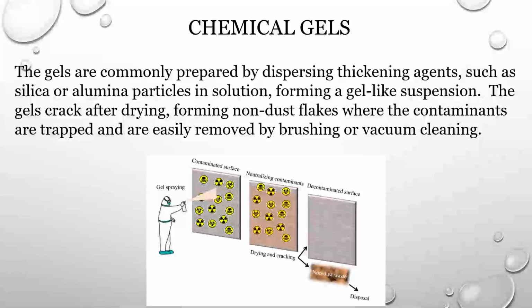Chemical gels. The gels are commonly prepared by dispersing thickening agents such as silica or alumina particles in solution, forming a gel-like suspension. The gels crack after drying, forming non-dust flakes, where the contaminants are trapped and are easily removed by brushing or vacuum cleaning.